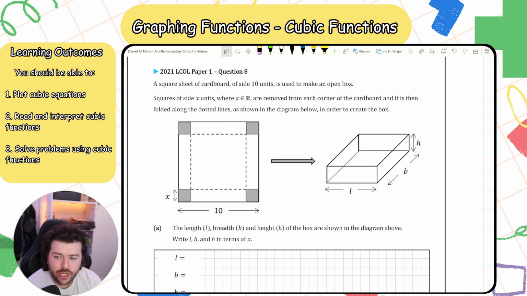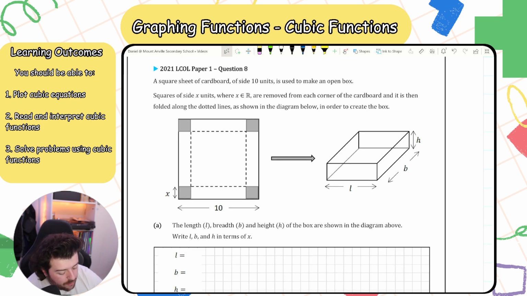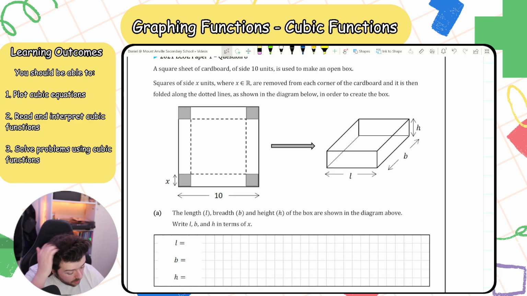A square sheet of cardboard of side 10 units is used to make an open box. Squares of side x units, where x is an element of R, are removed from each corner of the box and it is then folded along the dotted line as shown in order to create the box. So the length, breadth, and height of the box are shown in the diagram below. Write the length, breadth, and height in terms of x.